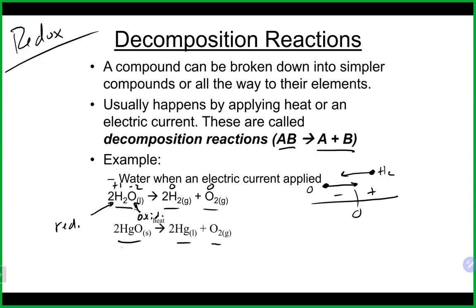Same thing here. That's a +2, -2 to 0 and 0. So again, transfer of electrons is happening in this case. So again, the big classification of this type of reaction is a redox reaction, transfer of electrons. A more specific classification is a decomposition reaction.